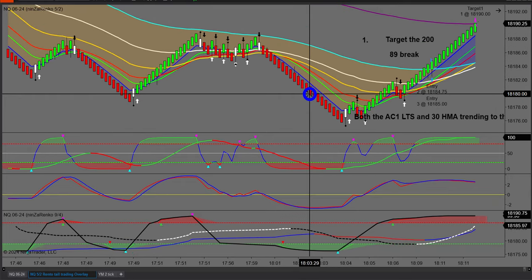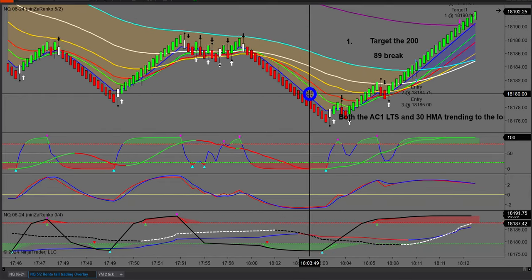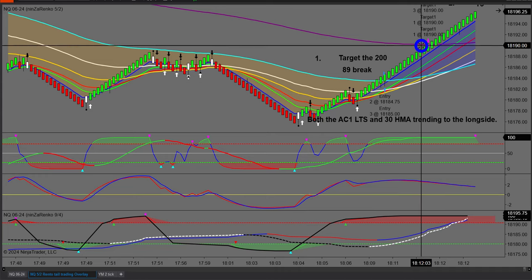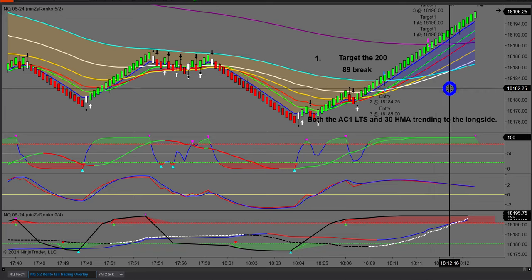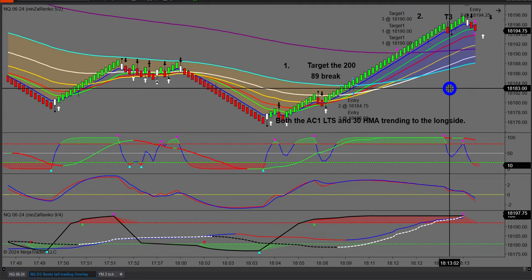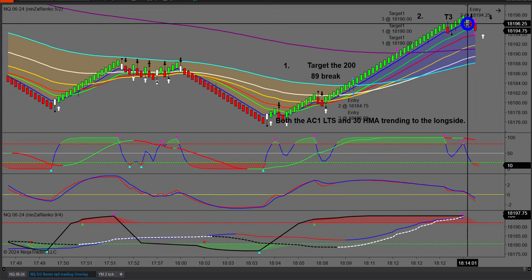Okay, so thank you very much. And you can see I got right out at the 200 EMA and it continued to rally. Okay, so it would have been nice to have got out of there. Now I then jumped in on this, treating it as a T3.